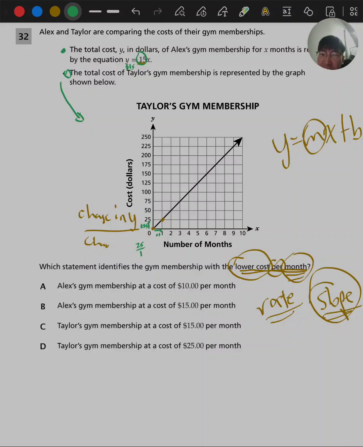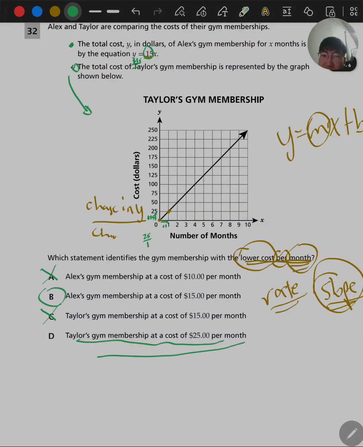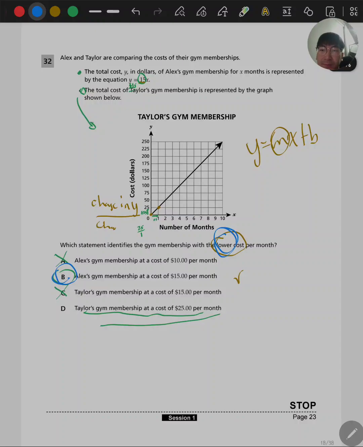And now for the answer choices, you just got to read and see which one is saying what I just said, right? So Alex's gym membership at a cost of $10 per month, I said no, right? Because we said it was 15. Alex's gym membership, this has got to be B. Taylor's gym membership at a cost of 15, we said no, right? Because it's 25. Taylor's gym membership at a cost of, did they repeat this twice? Oh no, yeah. So D, this expression is correct, right? It's 25 per month, but the key word here is lower cost. So the lower cost per month, okay? So once again, it's B, okay? Because 15 is lower than 25.